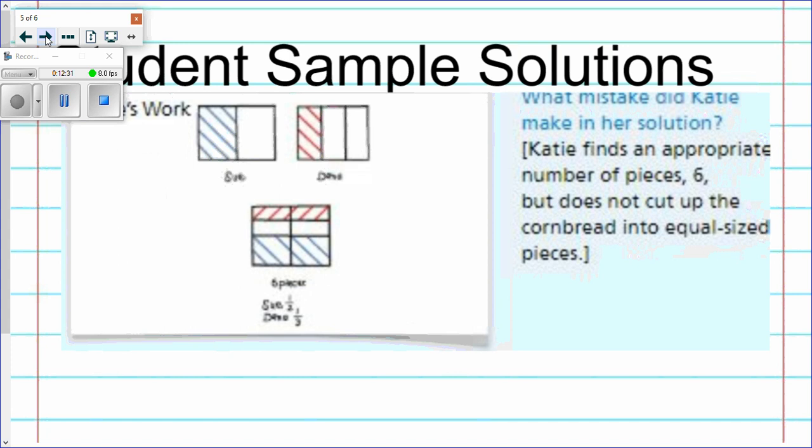Our next student work started out similar to the way we did, but there was a mistake in the solution here because the pieces aren't the same size pieces. They're not cut into equal size pieces.